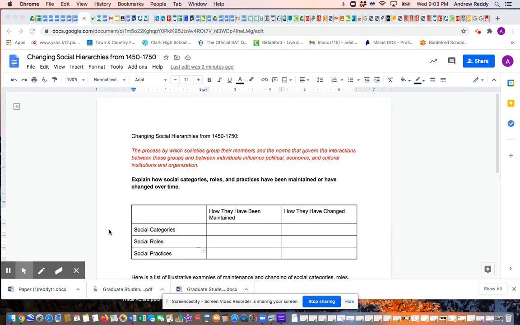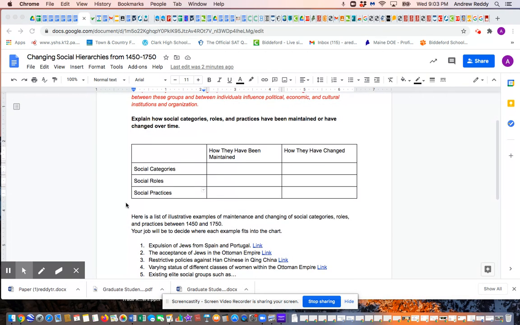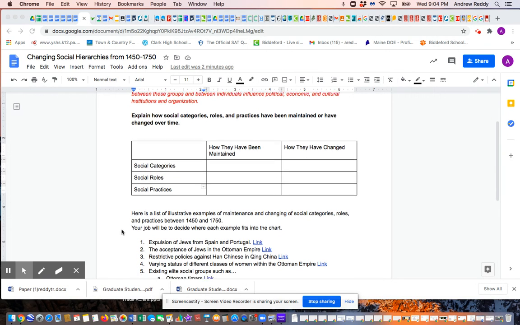So your goal as a student will be to explain how social categories, roles, and practices have been maintained or have changed over time. So here I've created this chart. You have your three different groups here: social categories, social roles, social practices. How are they maintained and how have they changed?